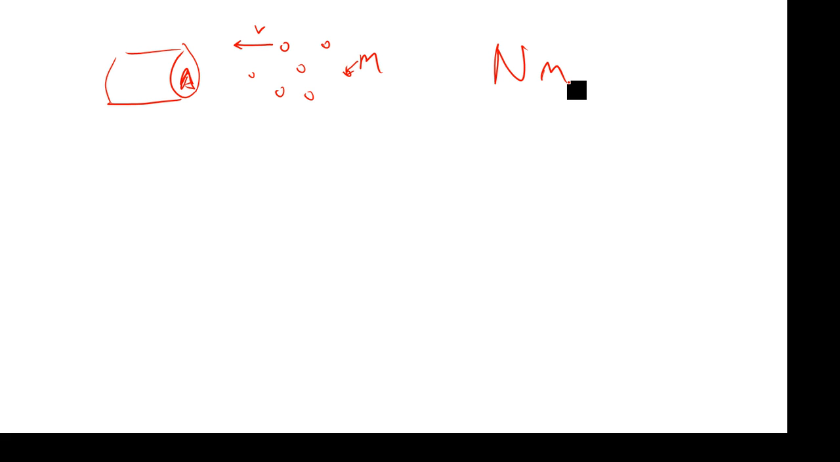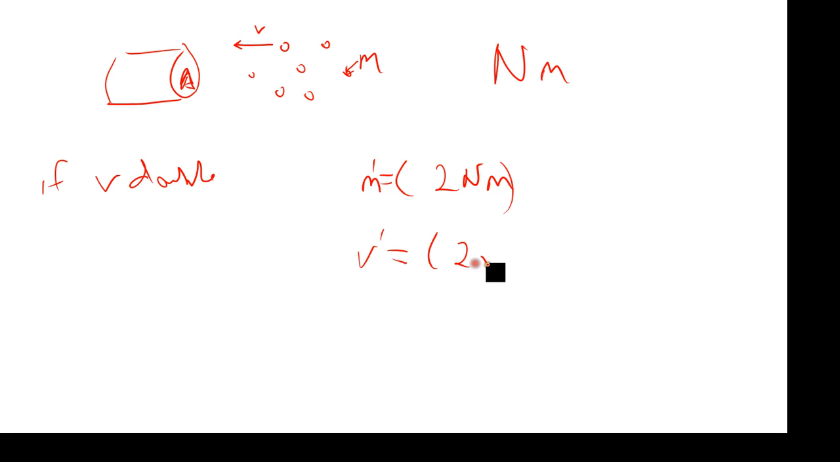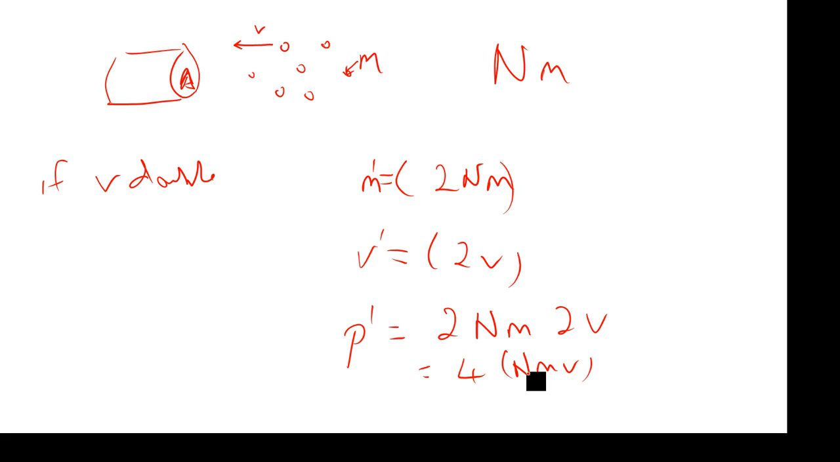You have double, right? So if you double the speed, if v doubles, the mass hitting you will be 2nm, because you will have more air hitting you in the same amount of time. Next, the velocity of each air, right? So the new mass is this, and the new velocity will be 2v. So the new momentum will be 2nm times 2v, which equals 4nmv. And nmv is the initial momentum.